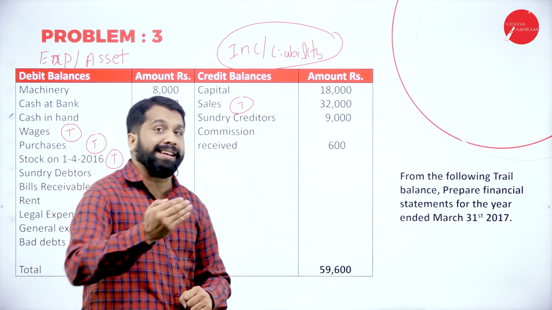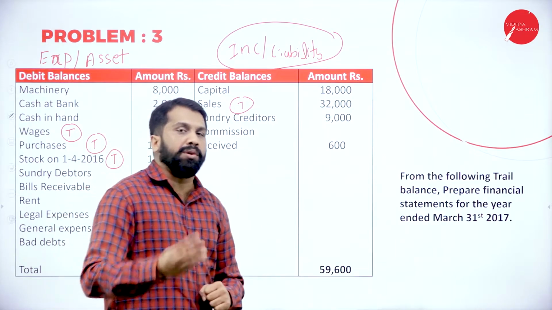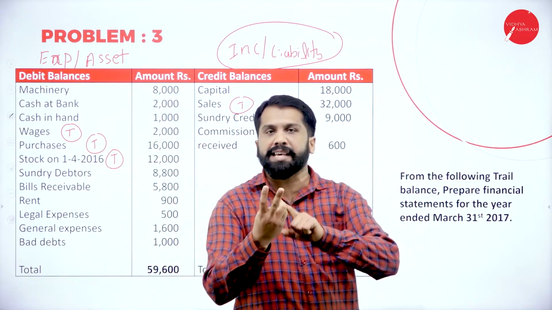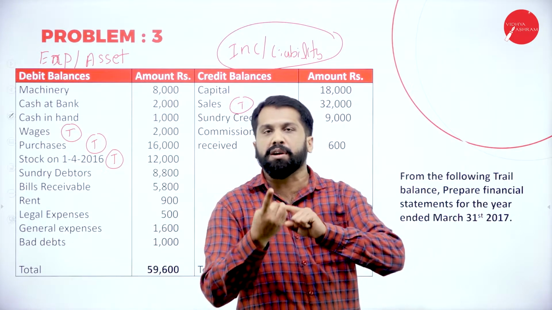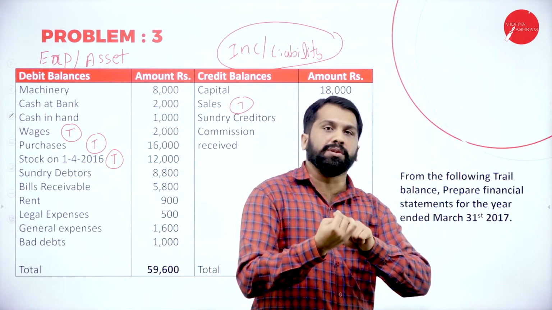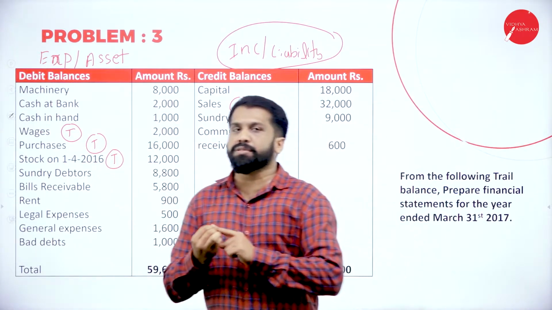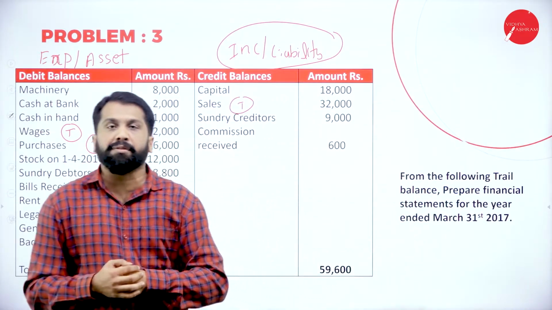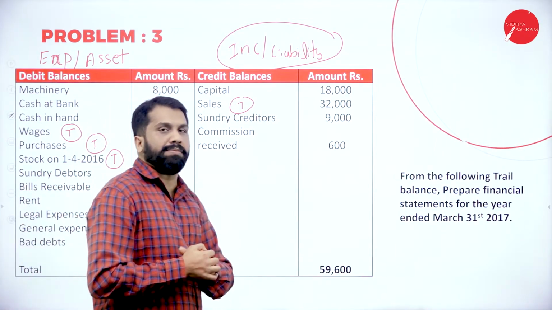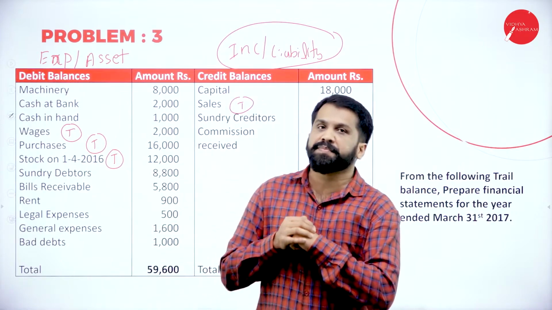What will come on the credit side of your trading account? Only three things you are supposed to remember. One is your sales, then your closing stock, then damaged goods or abnormal goods or destroyed goods. Now, for sales, we have to minus sales return. For purchases, we have to minus purchase return.